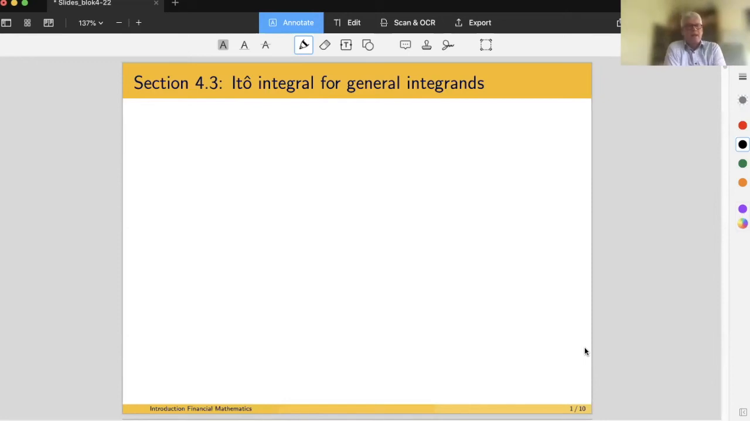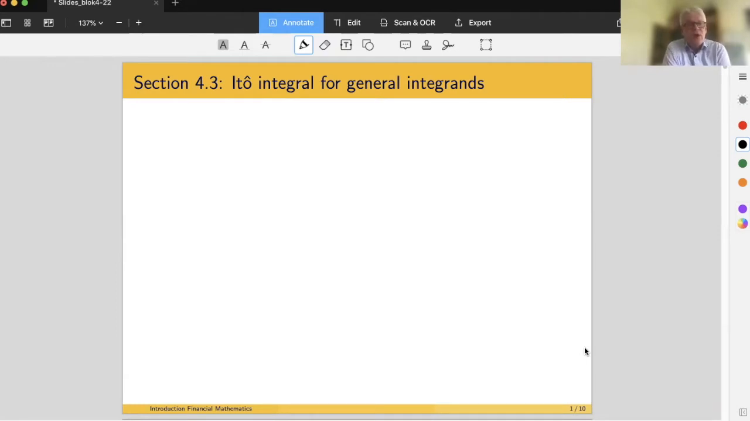Okay, welcome back. We have reached section 4.3, the Ito integral for general processes. Whereas in the previous parts, sections 4.1 and 4.2, we have focused on simple processes and defined the Ito integral for simple processes, here we will go towards general adapted processes.